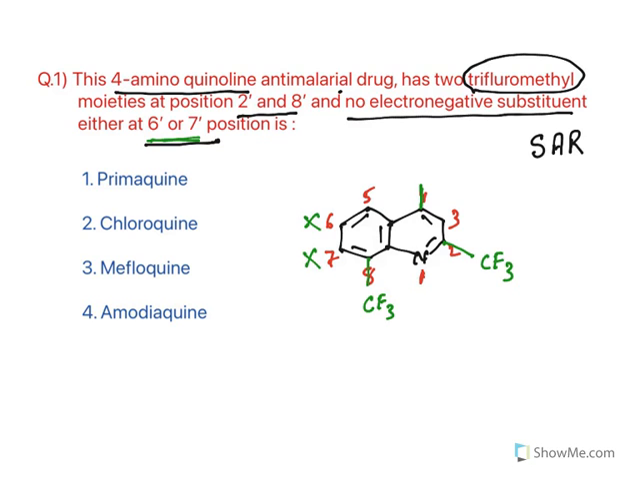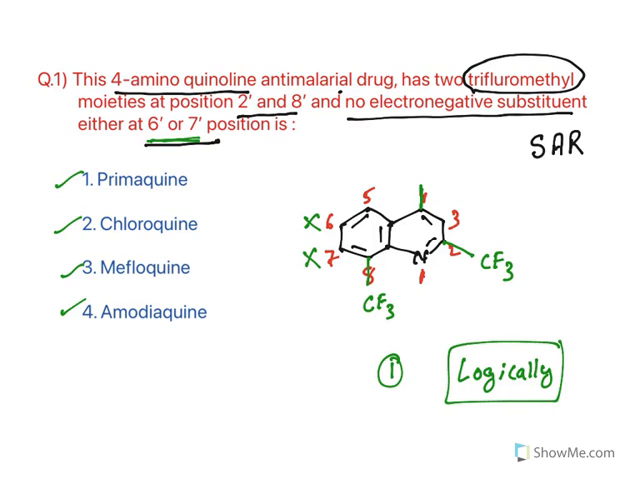What is the drug? Look at the options: primaquine, chloroquine, mefloquine, amodiaquine. All of them are anti-malarial drugs. In order to answer this question, you have two approaches. One, you need to know the structures of all these drugs. Two, you need to think logically. Without knowing the structures, you can answer this question. How? Look at the answers: primaquine, chloroquine, mefloquine, amodiaquine.